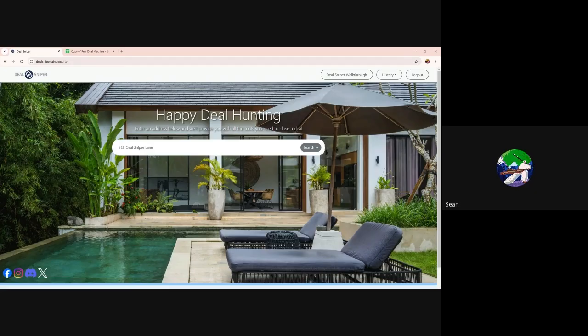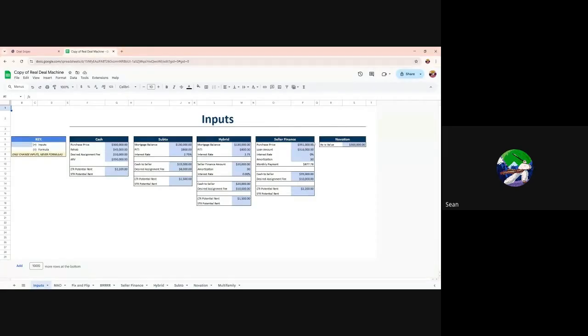Are you using Deal Sniper or are you using the deal machine? Deal machine. Really? Okay. You got the numbers for the deal? Yeah, I'll feed it to you. Let's just put it in. All right, so it's seller finance. Okay, so it's going to be a 190 purchase price. Loan amount is 177. The interest rate, I was trying to see if this will work.